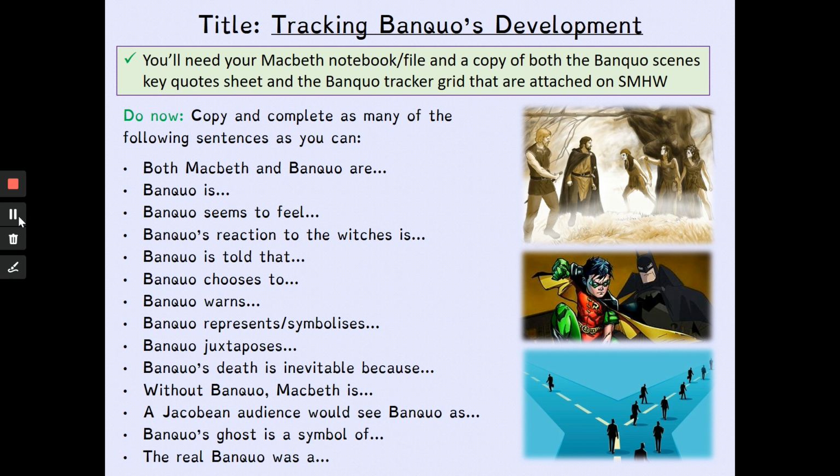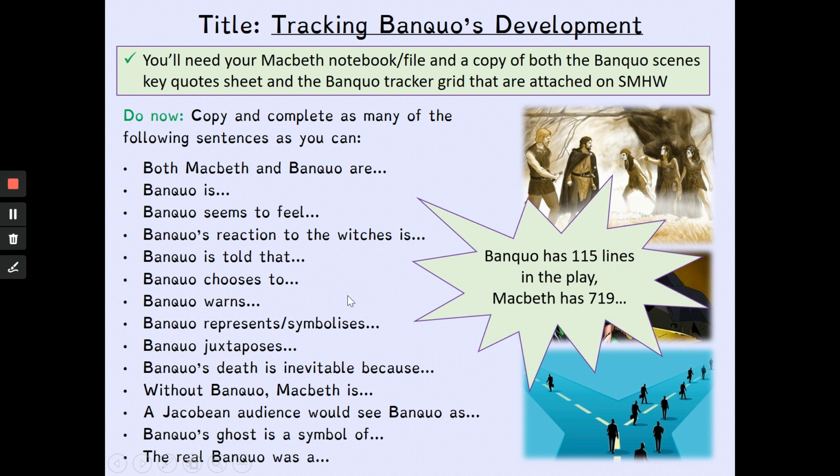Okay, welcome back. Hopefully you've remembered some key features of Banquo's character, and crucially you've thought about him in juxtaposition or in contrast with Macbeth, because that's one of Banquo's key roles in the play, to stand opposite or alongside Macbeth, and it reveals to the audience various different aspects of Macbeth's character based on Banquo's behaviour.